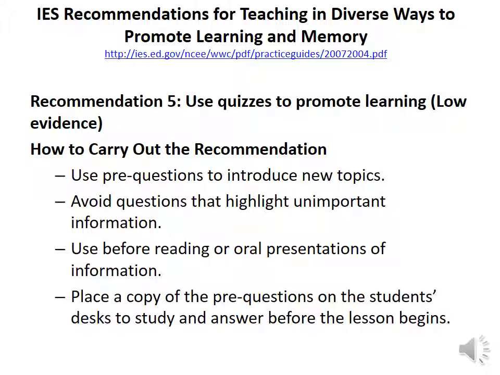Not all quizzes have to go into the grade book, but can help you inform instruction, can help students see what they know and what they might want to learn and what they need to know. So quizzes can be used, of course, for a variety of reasons. Avoid questions that highlight unimportant information. Use quizzes before reading or oral presentations of information. Place a copy of the pre-questions on the student's desk to study and answer before the lesson begins.